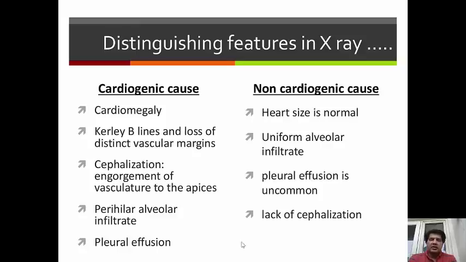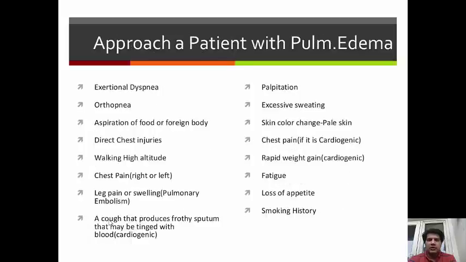On X-ray, as I said, you can see cardiomegaly in cardiogenic cause; in non-cardiogenic cause the heart size is normal. Kerley B lines are at the periphery of the lungs, and here it is uniform. Cephalization: because the pressure is raised, even the vessels in the upper zone of the X-ray will be prominent. Here it will not be prominent. Then you will have pleural effusion because pressures are high. Then you have perihilar distribution, around the hilar. Here, these features due to pressure will not be there.